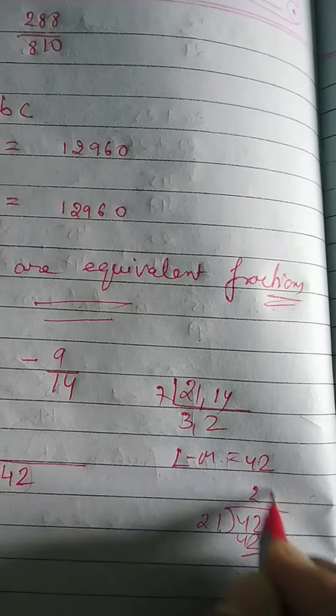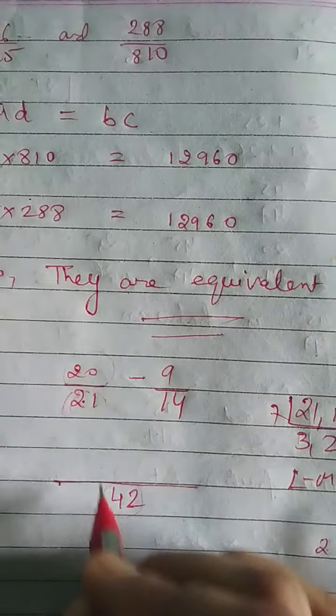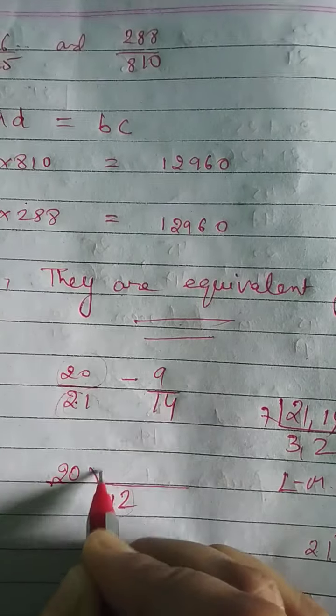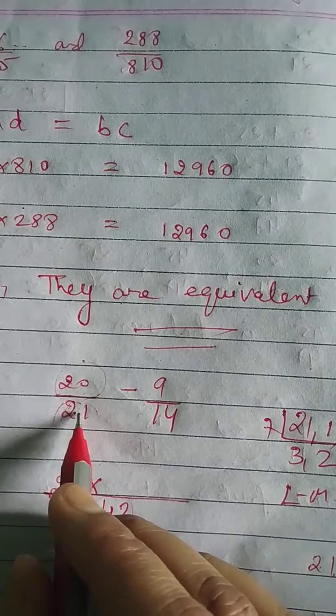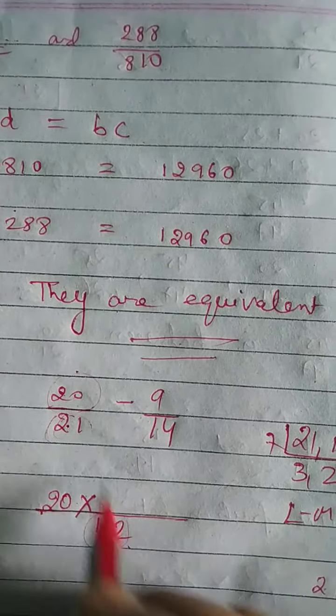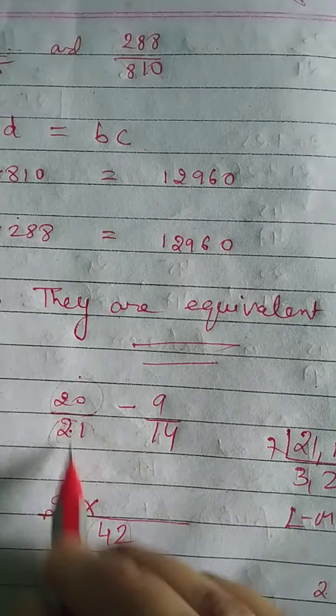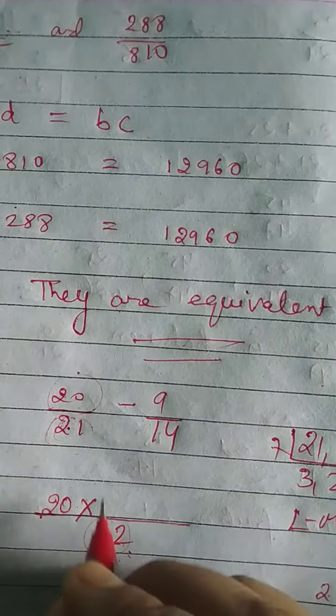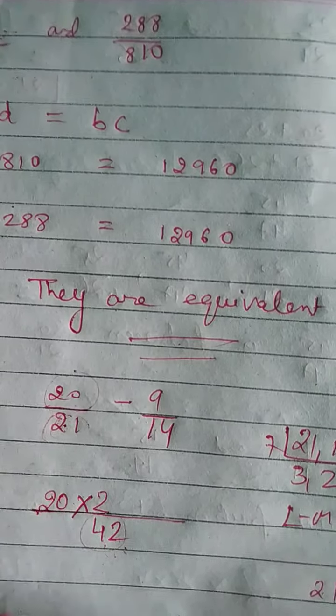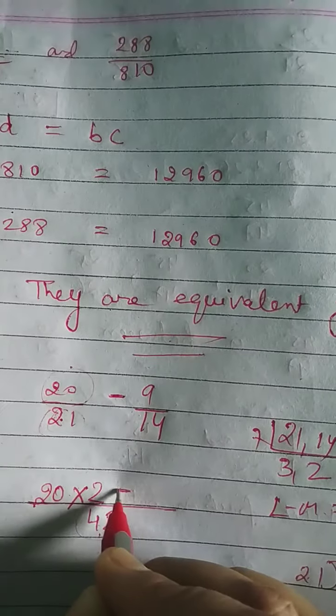21 twos are 42, so we will get 2 only. So this 20 will be in its own place, but we will multiply this 20 by the number which we get as a quotient by dividing this and this. 21 twos are 42, so we will multiply here with 2. Okay, the minus sign will be as it is.